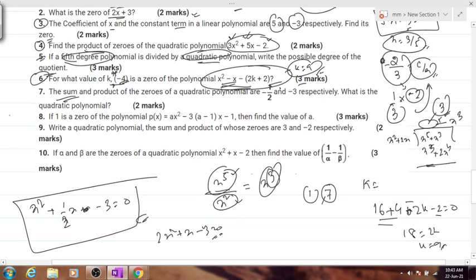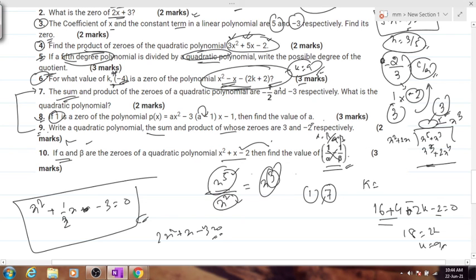Yes, sir. Similarly, question number 8, can we calculate the value for a? Put x equals 1, you will get the value for a. In question number 9, the quadratic equation, the sum and the product again is a similar question to question number 7. And question number 10, if this and this are the zeros of this polynomial, find the value for 1 by alpha plus 1 by beta. You take the LCM over here, you'll get alpha plus beta divided by alpha beta. Then you substitute alpha beta over here, you'll get the answer for this.